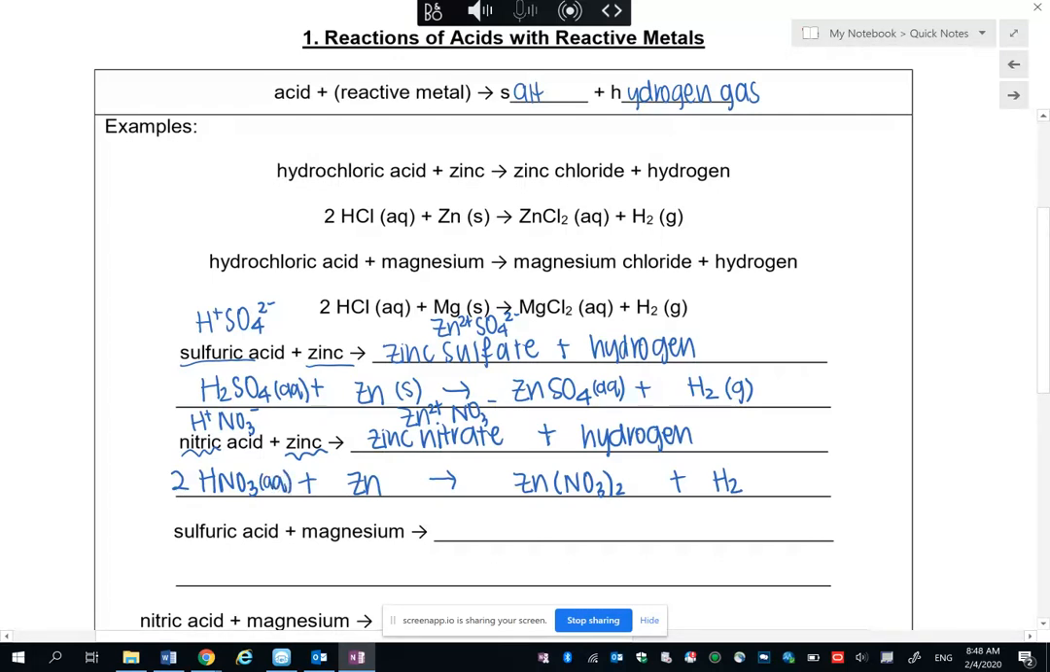So nitric acid is aqueous, zinc is a solid, and zinc nitrate is aqueous. That's why you don't need to know yet. I will teach you later on solubility of salts. So no need to worry about the solubility of the salts. Okay, hydrogen gas.